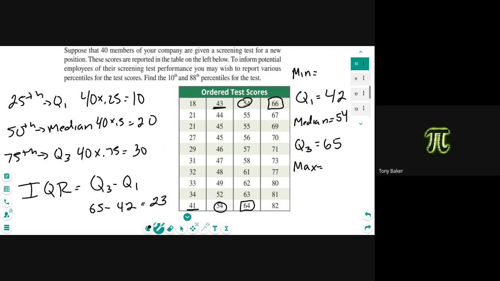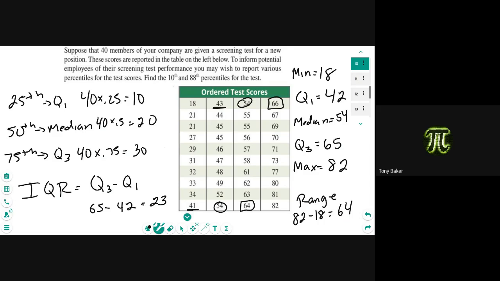Okay. The other two numbers that are important when we're looking for them are my minimum number and my maximum number. So what's my minimum number here? And my max? And then what's my total range? 82 minus 18, which is 64. And that's my total range.